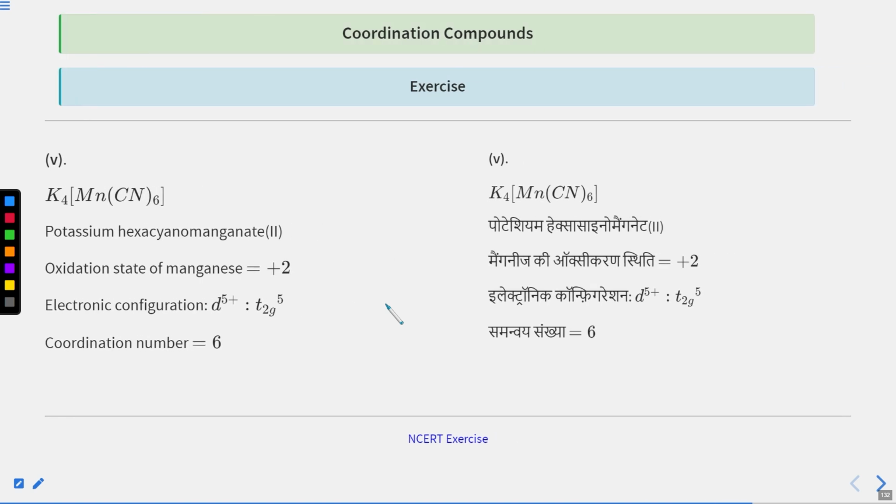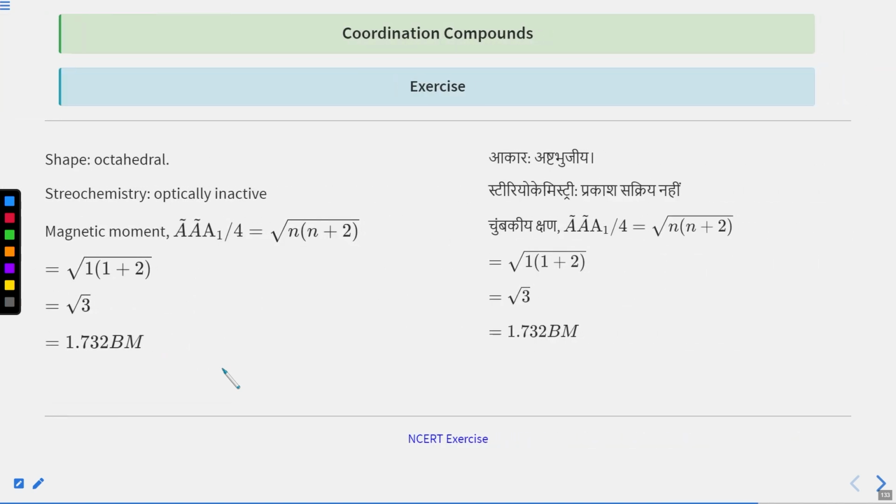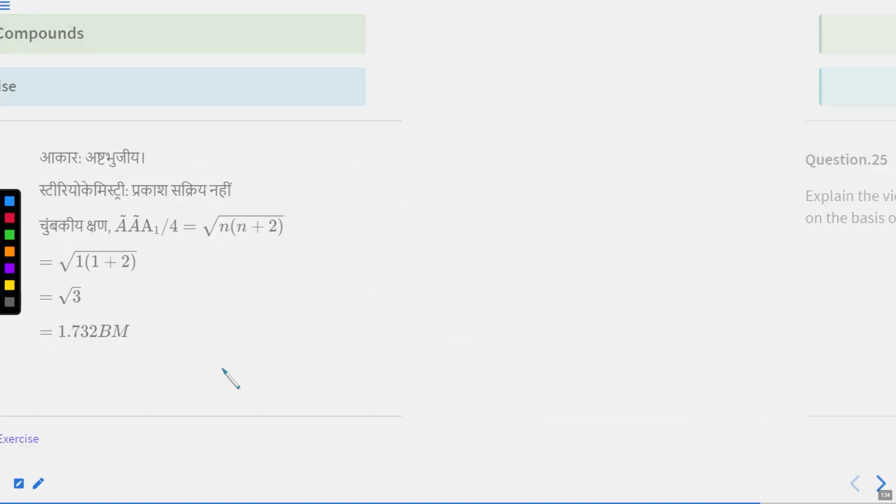What about this? It will be t2g5 again. As I have told you, it will be a strong ligand, so all of the electrons will be on the downside. So unpaired electrons will be, sorry, 3 and 2, 5, so 1. One unpaired electron, hence 1.732.